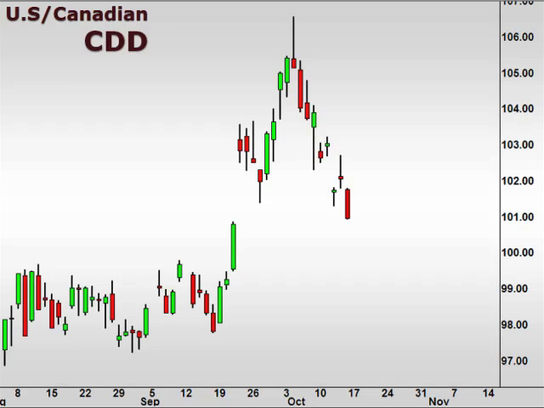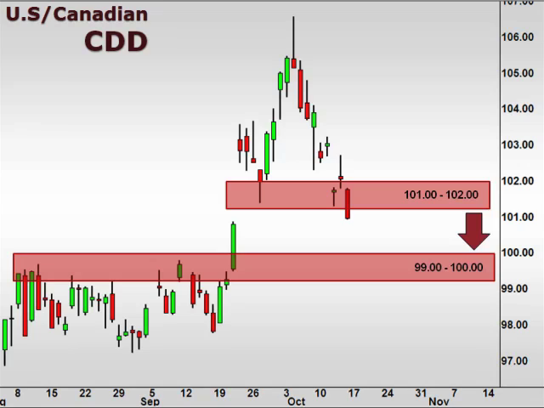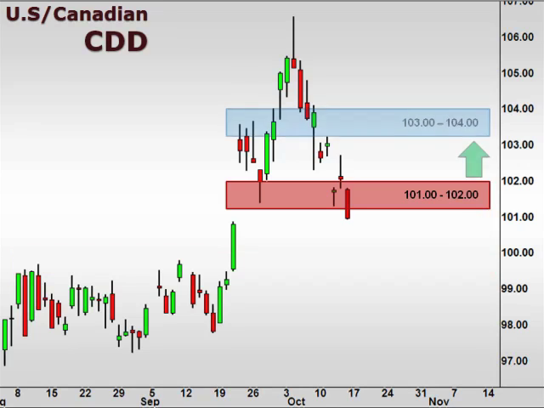Next up, the CDD, the US versus the Canadian dollar. Well, the CDD continued lower, breaking below our 101-102 support level. The next support sits within this 99-100 zone. However, a reversal and subsequent break back above 102 lends credibility to a move towards 104 and a possible retest of the highs.